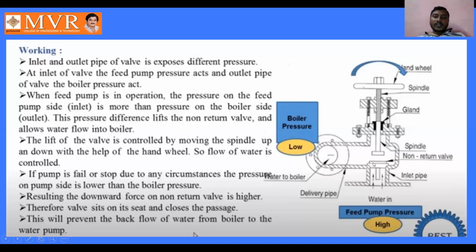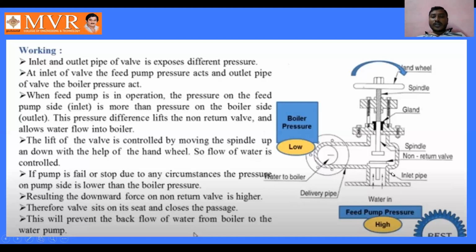When the non-return valve moves somewhat upward, the water enters the boiler. The lift of the valve is controlled by moving the spindle up and down with the help of the hand wheel. Due to this feed pump pressure, the non-return valve moves upwards, and the water is allowed into the boiler.